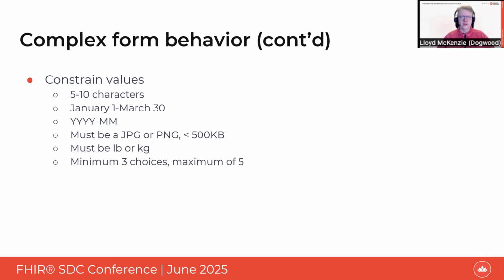Constrain units of measure, tighter cardinality expectations than the core specification, which is basically just you have to have at least one, and you can have more than one, but it doesn't get into more than that. Sometimes we want to be more precise.